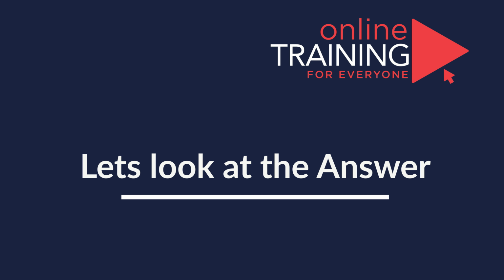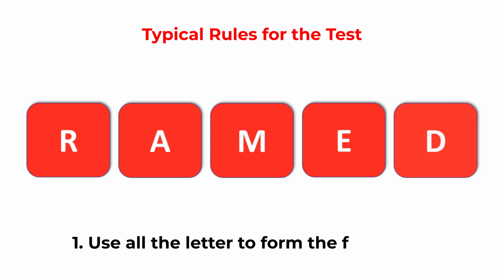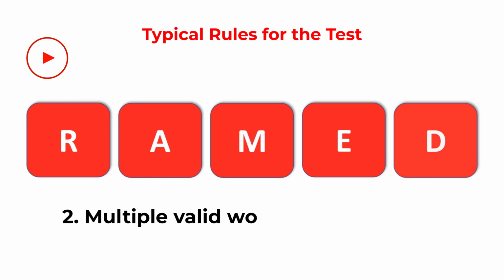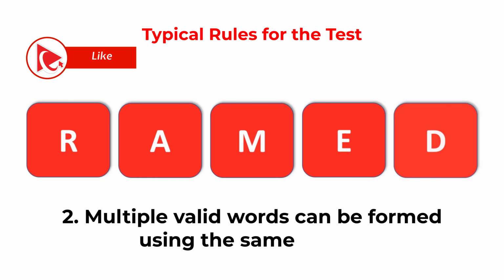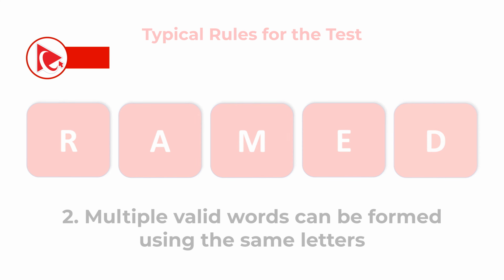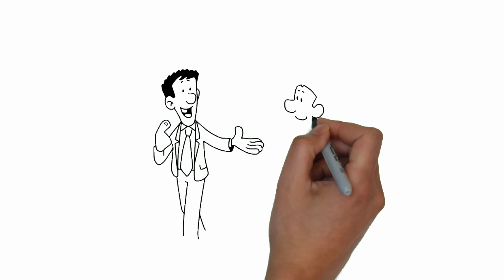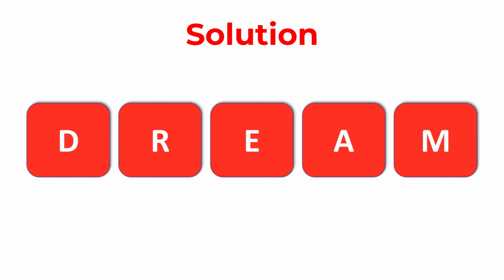Every test is different, but typical rules require you to use all 5 letters, and the final word that you form should match the number of letters that you see on the screen. A lot of times, you might be able to form multiple words using the same letters. Ready or not, I'm going to move forward and reveal the final solution. The solution to this challenge is the word dream, which is spelled as D, R, E, A, and M.